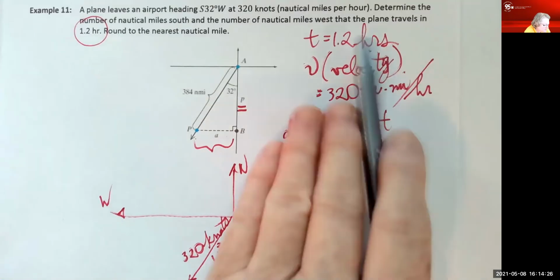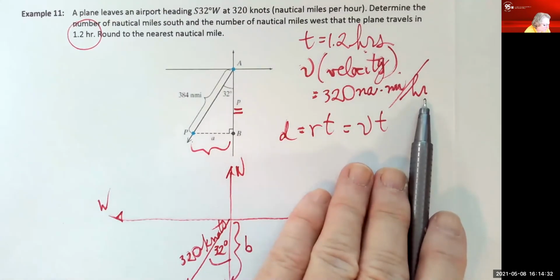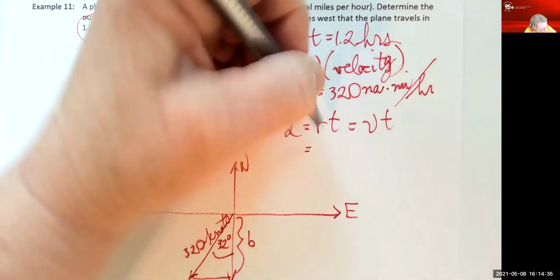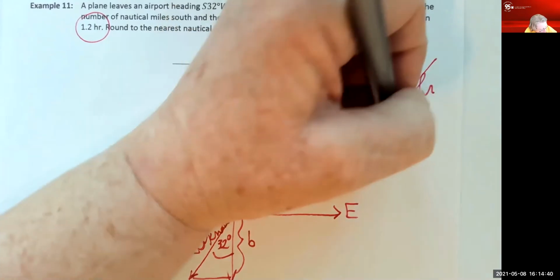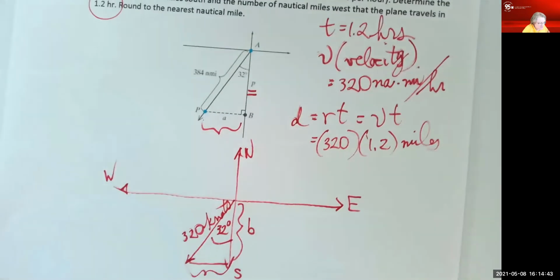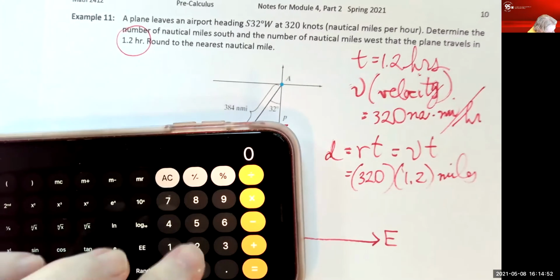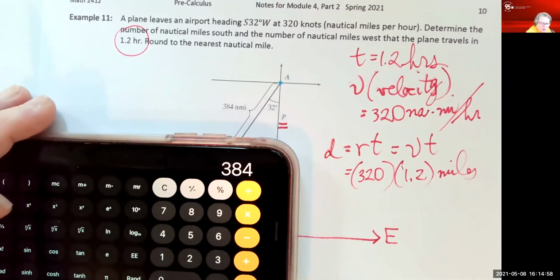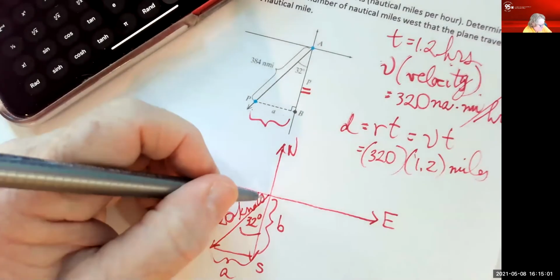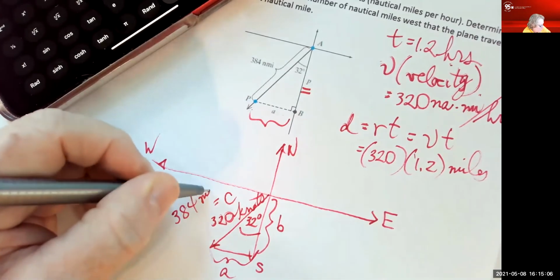Notice that the units are the same this time. The time is in hours and the velocity is miles per hour. So I just multiply 320 times 1.2 to get miles. And let's see what that is. 320 times 1.2, and we get 384 miles. I'm going to call this C. It'll be 384 miles.